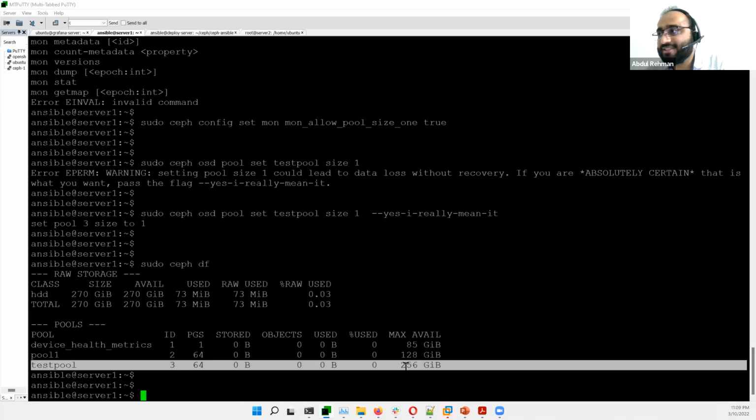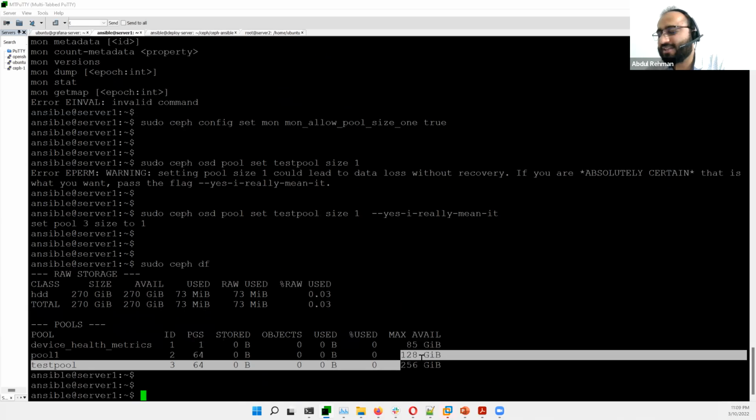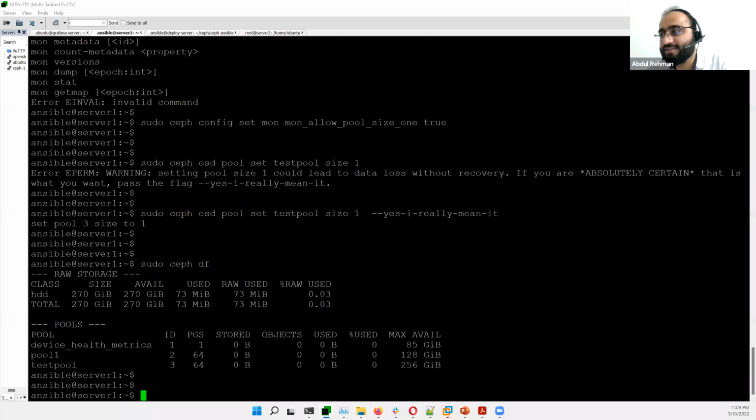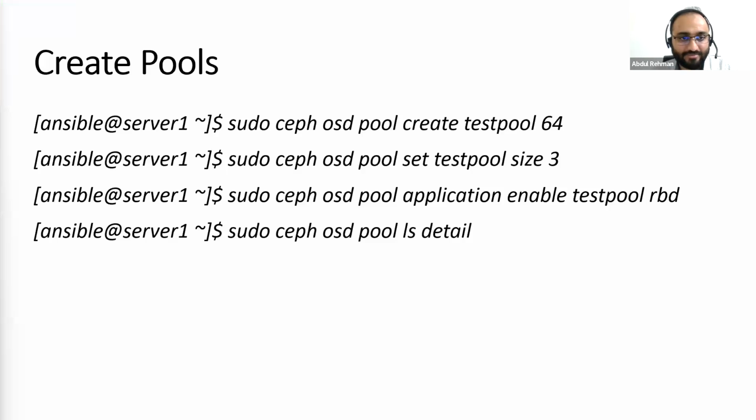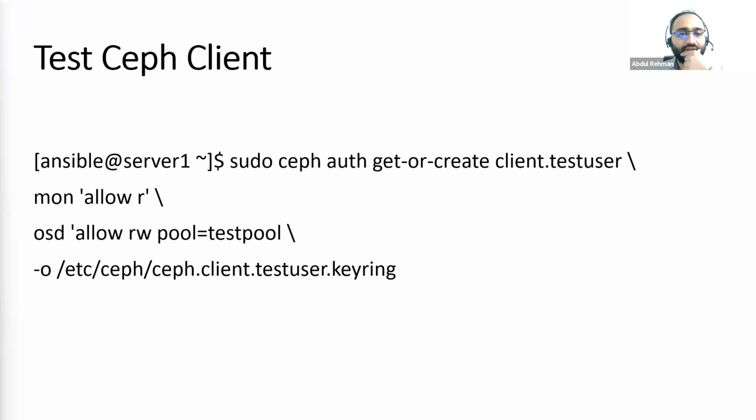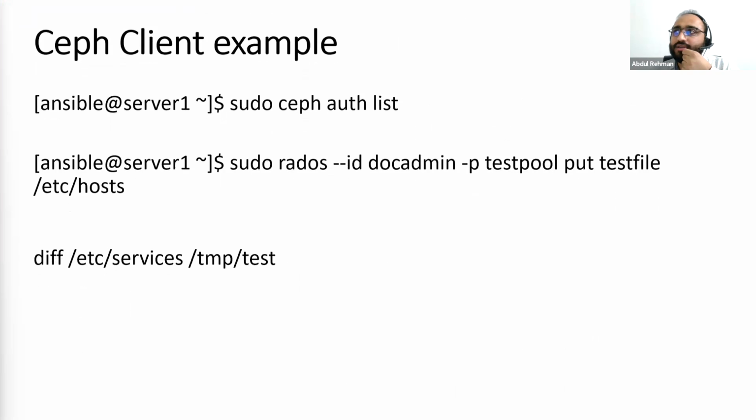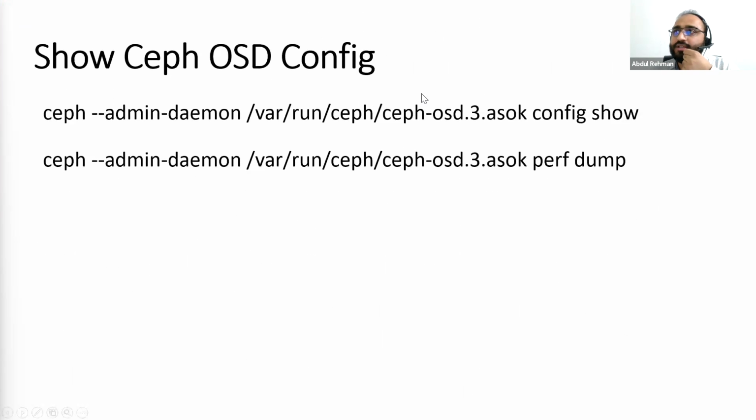Okay, so this one, if you see, is showing test pool as maximum space available, because we set the replication factor to 1 only. Okay, I think we can skip that part, and yes, I think we can have this command. This command is basically to show the whole configuration of the OSD or performance metrics. So let's run it for one server only. Where is it? Yes, okay.